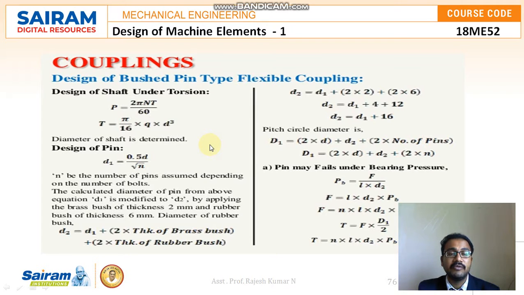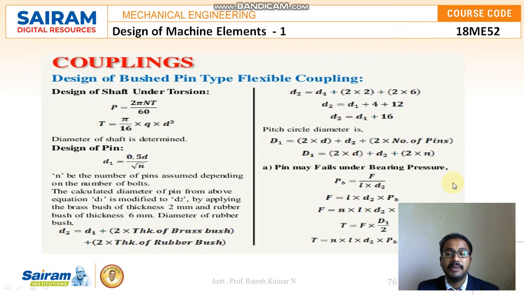The calculated diameter of the pin from the above equation, d1, is modified to D2 by applying the brass bush of thickness 2 mm and rubber bush of thickness 6 mm. The diameter of the rubber bush D2 is equal to d1 plus 2 into thickness of brass bush plus 2 into thickness of rubber bush, where D2 is equal to d1 plus 2 into 2 plus 2 into 6, which is equal to d1 plus 16. So pitch circle diameter D1 is equal to 2 into D plus D2 plus 2 into N, the number of pins.